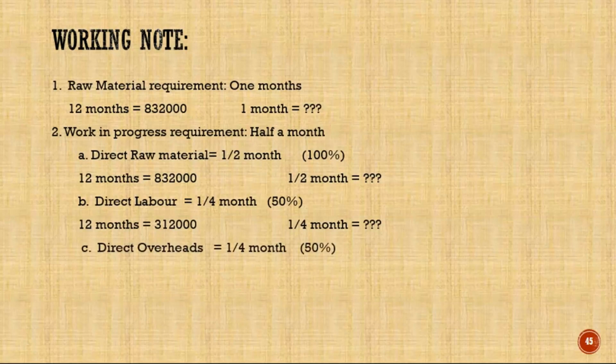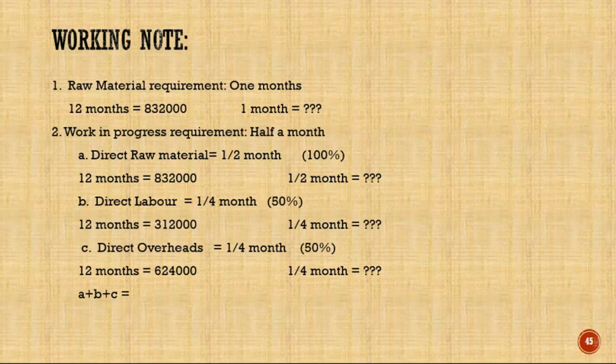Next is direct overhead, same thing, 1/4 month, that is 50% of the period given. So 12 months is equal to 6,24,000. Then how much for 1/4 month? Okay, so in this way, we will calculate work in progress requirement, and then we will add A plus B plus C, and we will get the WIP requirement. So let us check for his answer.